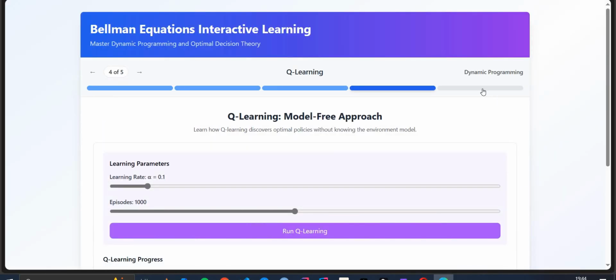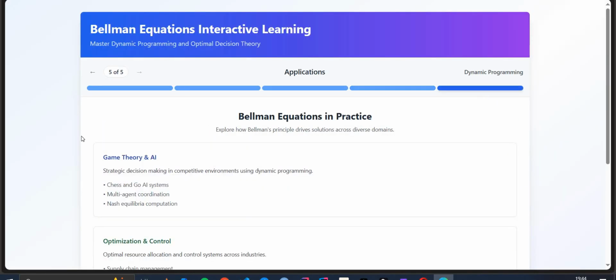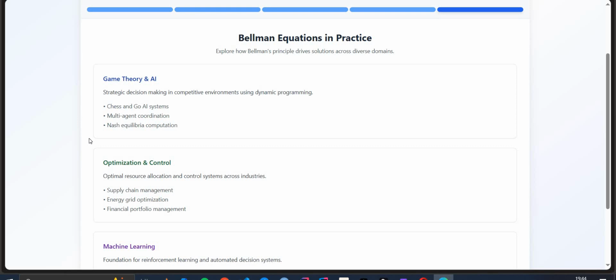And here we will look at how Bellman's ideas apply in practice. These concepts are not locked inside theoretical examples. They are used across many fields. In game theory and AI, algorithms based on Bellman equations help systems make strategic decisions. Think of chess engines like AlphaZero or Go playing AIs. They evaluate moves based on recursive value estimates, just like in value iteration.